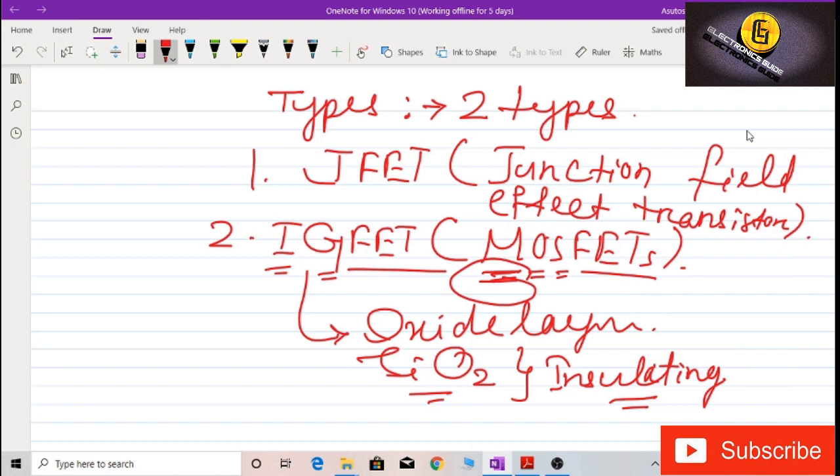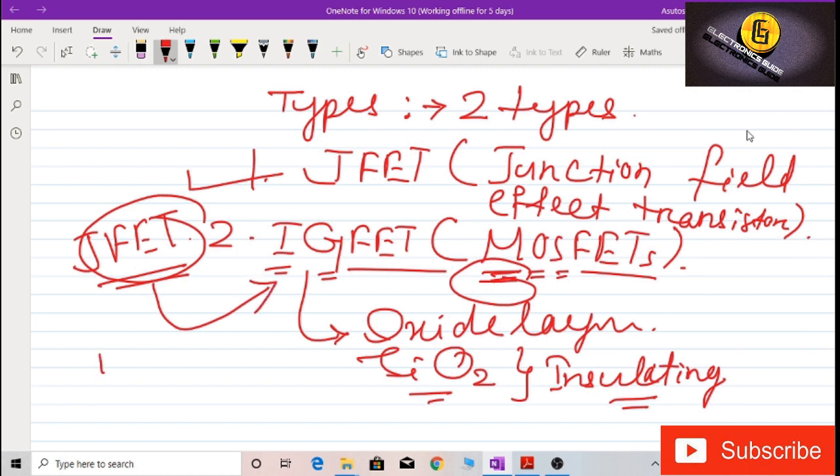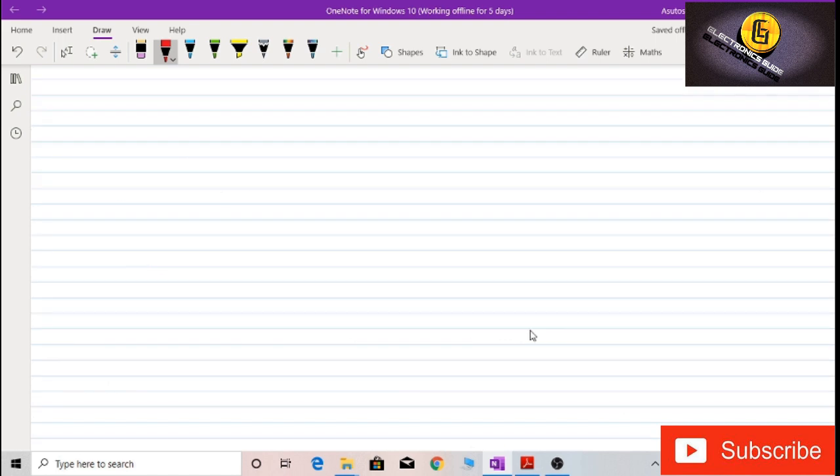For the time being, just focus on this topic, that is JFET, because in this section we are going to learn about JFET only. After completing this section, we will move to the IGFET section, that is MOSFET. We will see this topic later, but now we will see about JFET. So now we will start the topic JFET, that is junction field effect transistor. The first letter here indicates junction.